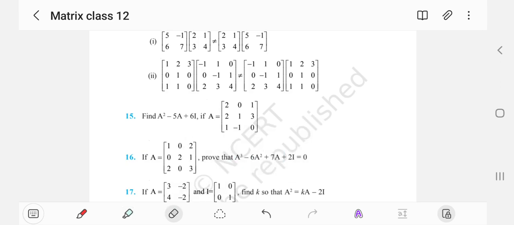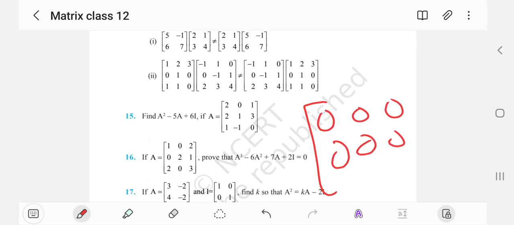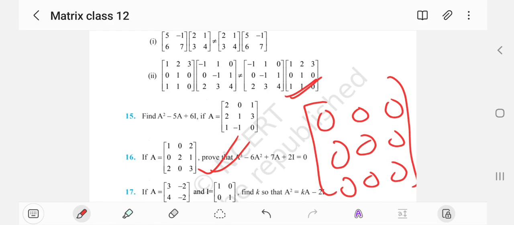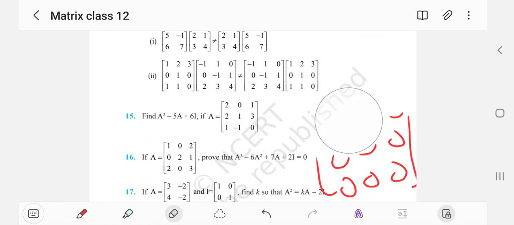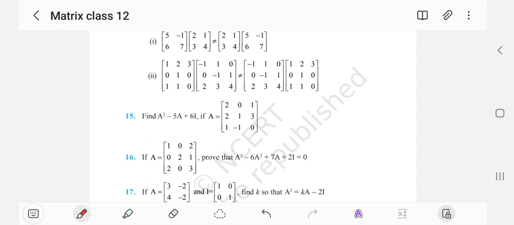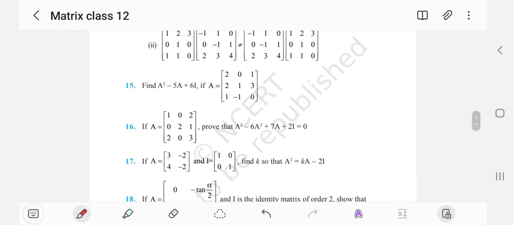What you have to prove? Actually, after adding all these, you will get 0. What does this 0 represent? This 0 represents a zero matrix, that is a matrix of this type. You have to actually prove it. That means you will eventually get this matrix only after adding all these various components, right? So this is a very simple question, just a little bit of calculation, right?